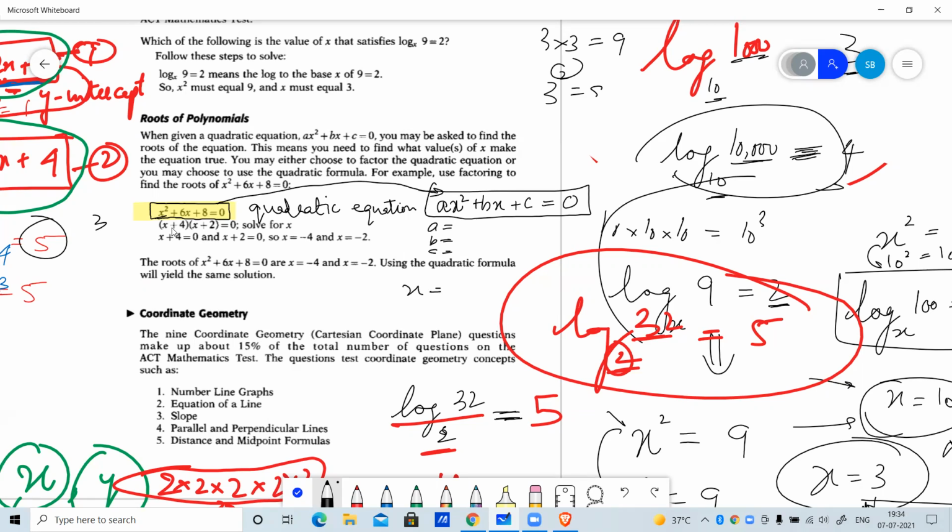So how much is a for x squared plus 6x plus 8? As you can see, a will be the coefficient of x squared, and coefficient means the number which is multiplied with x squared. So how much is multiplied with x squared in the question?